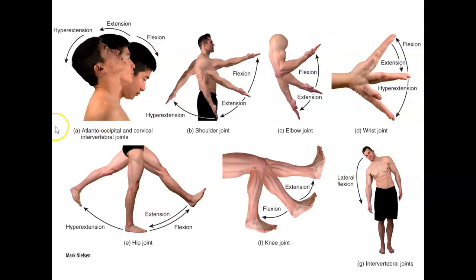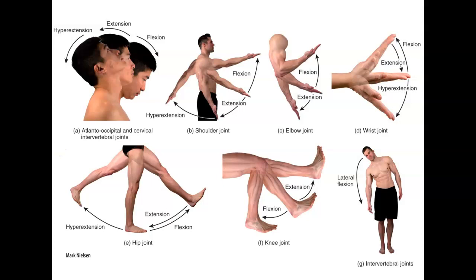If we look at the upper arm here, when you move your forearm closer to your shoulder, that is called flexion. When you move your forearm further away and backwards, that is called extension. Okay, so we can flex and we can extend our fingers. Or at the wrist, we can flex the hand this way or hyperextend it going backwards.